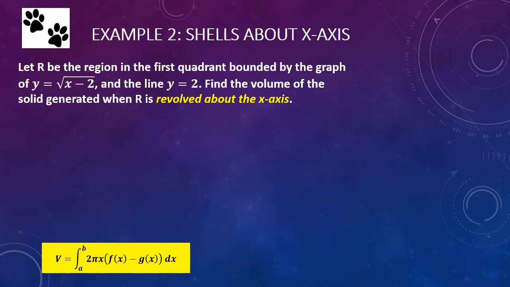So let's try another example. This time we're going to do a shell about the x-axis. Let R be the region in the first quadrant bounded by the graph of y equals the square root of x minus 2 and the line y equals 2. Find the volume of the solid generated when R is revolved about the x-axis.